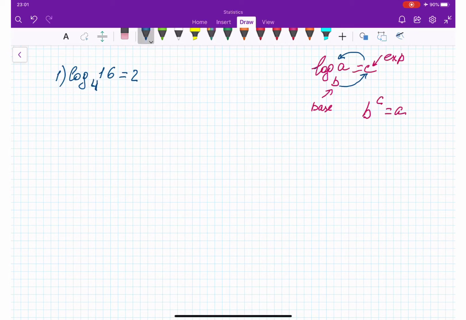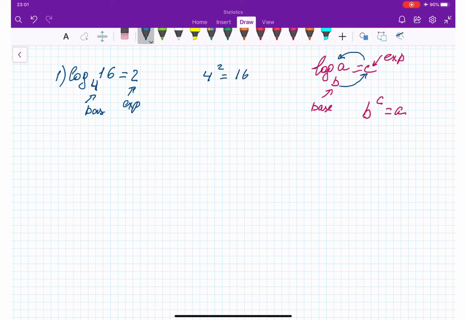Let me write down. So my base is 4, right? Exponent is 2. So it's going to be 4 to power 2 is equal 16.